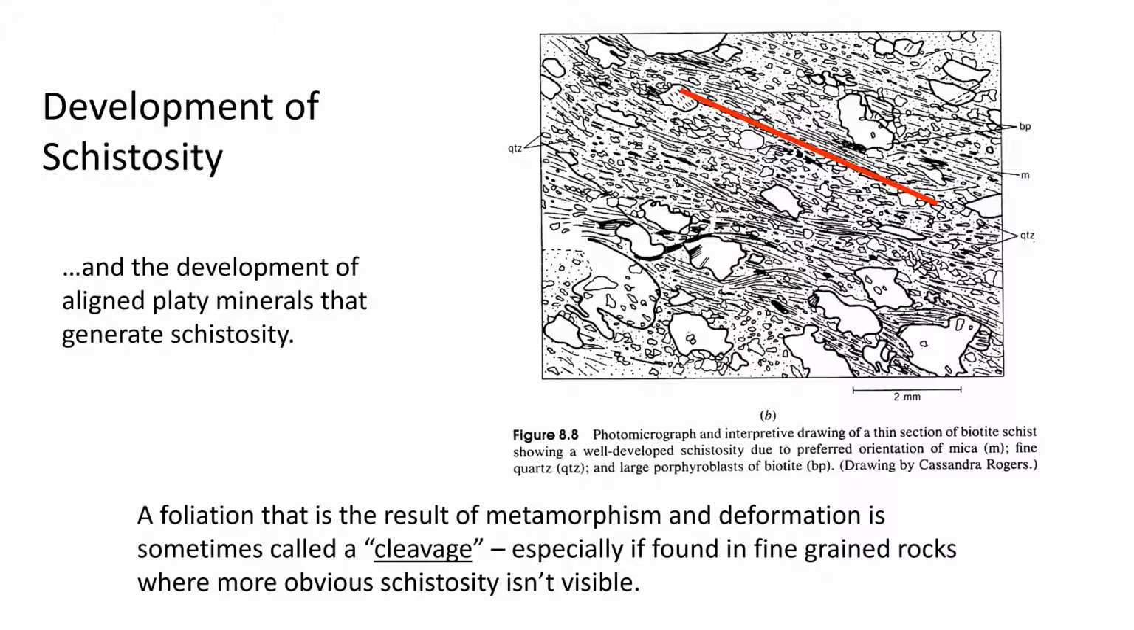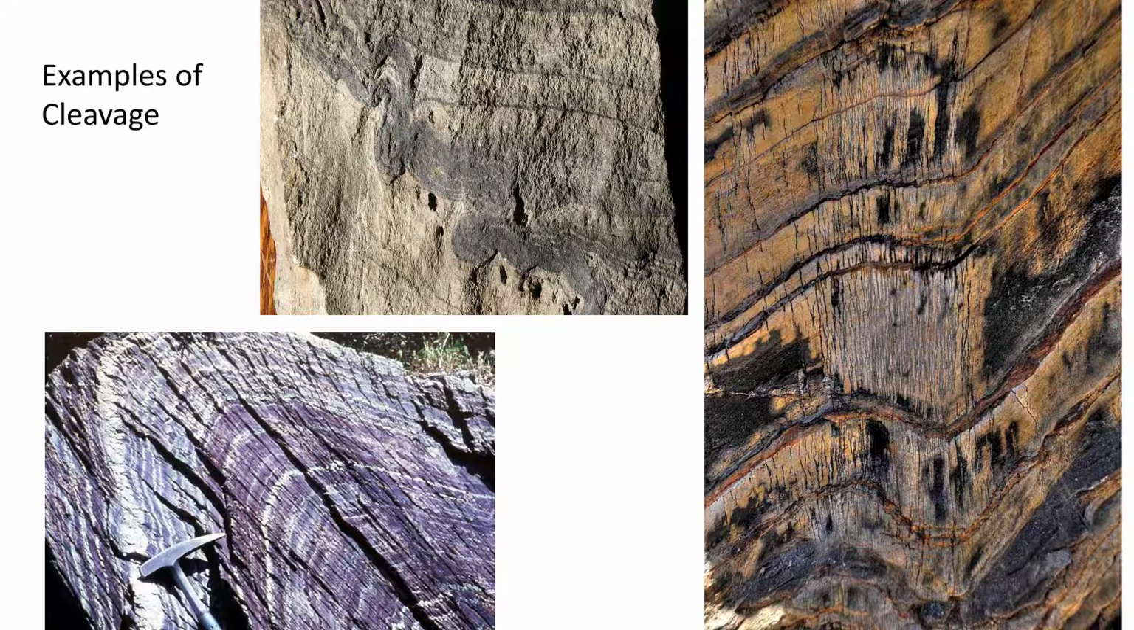One example of a foliation that is the result of metamorphism and deformation is called a cleavage. A cleavage is especially present in fine-grained rocks where more obvious schistosity isn't visible. Here are some examples of cleavage at different scales and in different rocks. At the hand sample scale on the top right, it's a little tough to see in this image, but the alignment of shadows are getting caught on the cleavage planes that have formed in this rock.